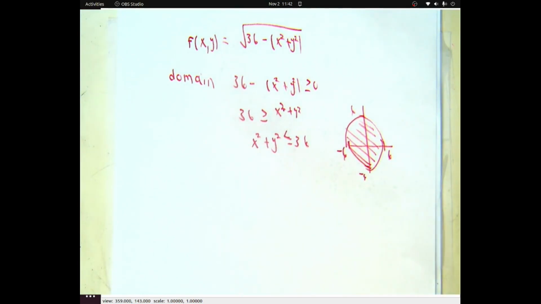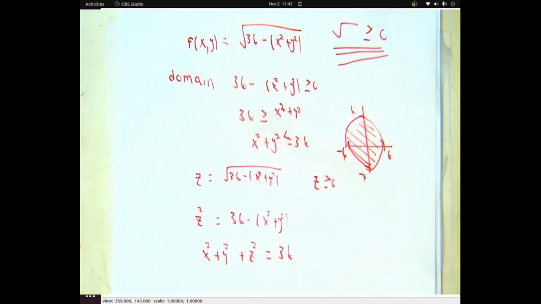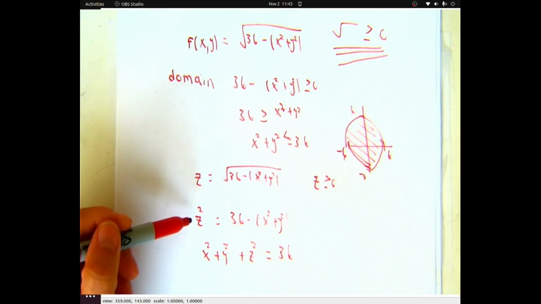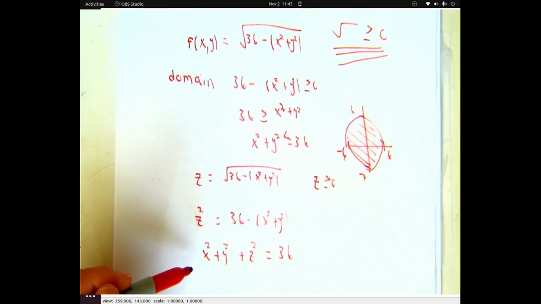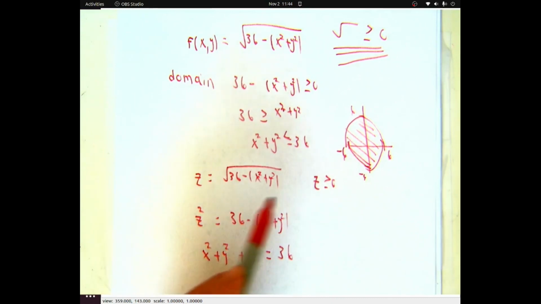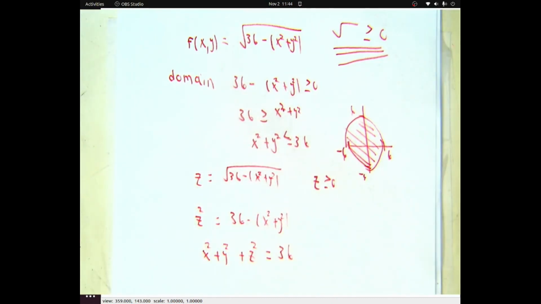Furthermore, the graph of this thing is easy enough to think about. And keep in mind that the principal square root never gives you a negative answer back. So when I write down the formula that describes the graph of the function and square it, and add x squared plus y squared to both sides, I recognize that this is the equation of a sphere of radius 6 centered at the origin, but I'm only interested in z's that are not negative. This is the top half of the sphere.